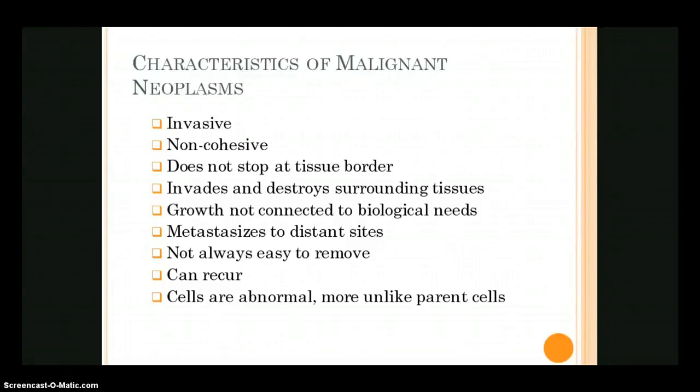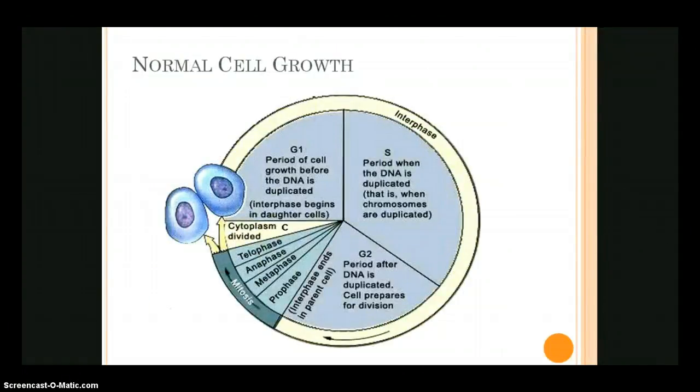Here is just kind of a review of normal cell growth. I'm not expecting you to know all the divisions of the mitosis, okay? I basically want you to understand there's a G1, there's an S, a G2, and a mitosis. And then I want you to understand there's a fifth phase that's called a resting phase, also called G0.